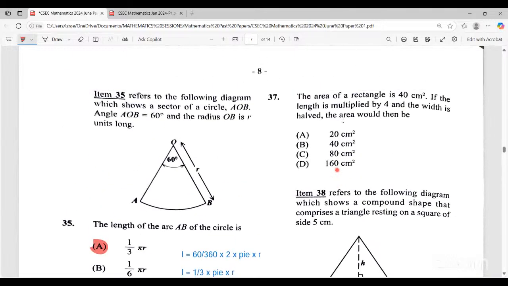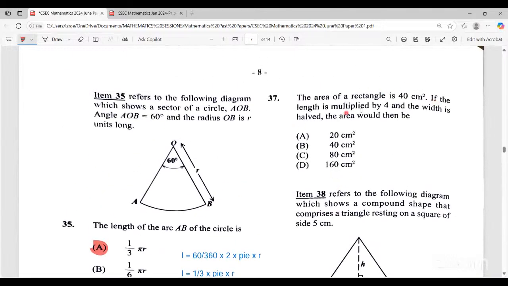37. A rectangle is 40 cm squared. If the length is multiplied by 4 and the width is halved, the area will be what? Half by 4 is 2. So basically the area is just doubled. So you double 40 to get you what? 80, right? That's C.